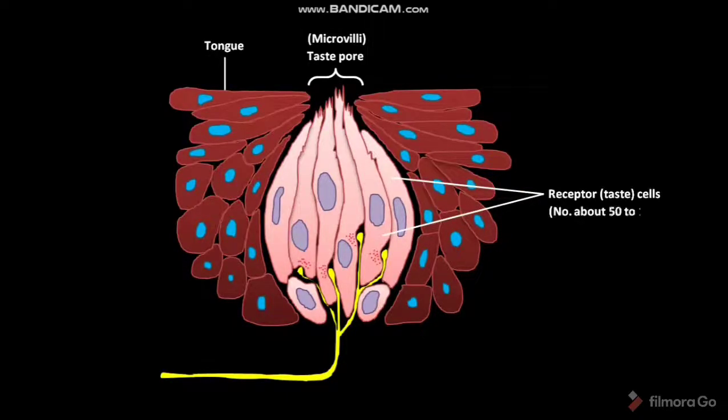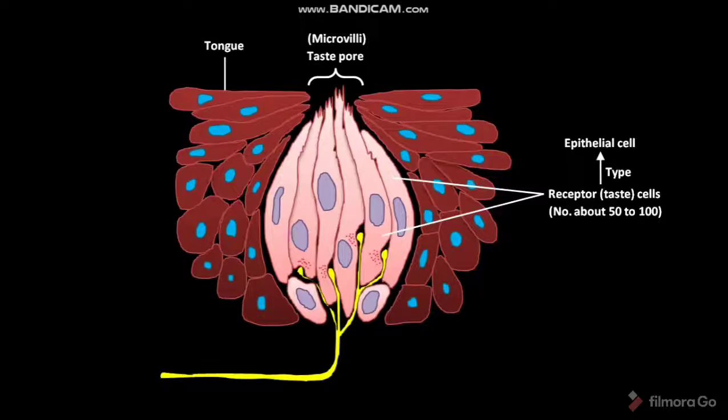The number of receptor cells or taste cells in a taste bud is about 50 to 100. The taste bud cells are continuously replaced by cell divisions. The receptor cell or taste cell is a type of epithelial cell. Taste cells show some of the functions of neurons.